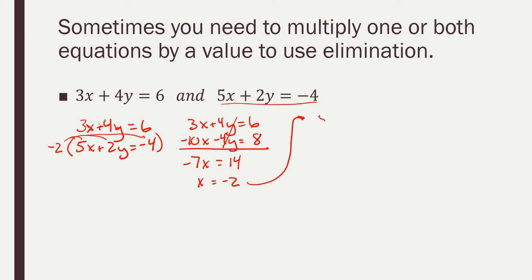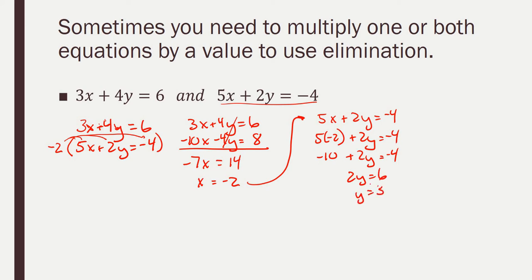I'll go ahead and use this one, 5x plus 2y equals -4. So substituting my x value, I'll get -10 plus 2y equals -4, 2y equals 6, and y equals 3. So my solution is -2, 3.